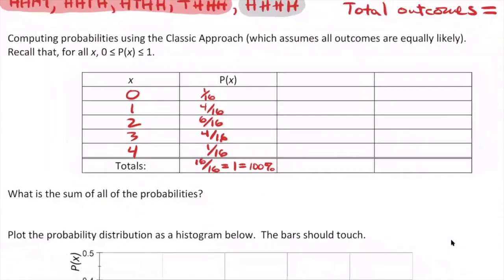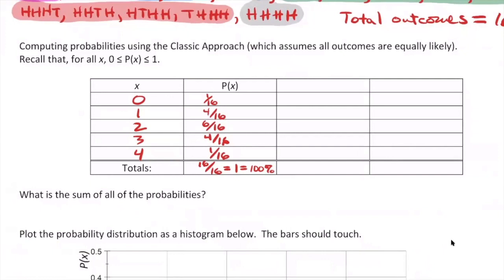Okay. So the question down below is, what's the sum of the probabilities? It says 16 out of 16, which is 1, or 100%. So that's why we call this a probability distribution, because you're taking that total 100% probability and looking at all the outcomes and distributing it amongst the outcomes. And in most cases, probabilities don't get distributed uniformly. They have uneven probabilities. And you can see that here, the most probable outcome is 2, which has a 6 out of 16 probability.